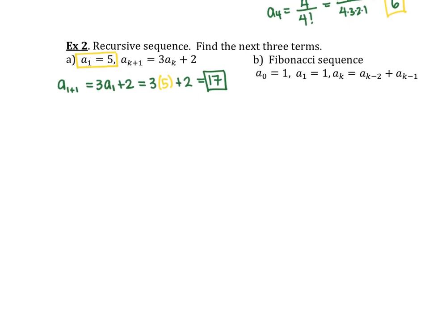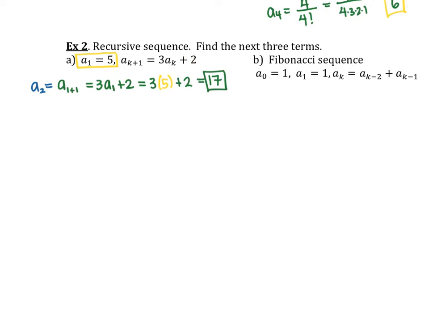That's because A1 plus 1 is actually A2. Okay, so what the formula is saying, now that we've plugged it in, is if I want to find the second term, I do 3 times the previous term, and then I add 2. And if I want to find the next term, I do 3 times the previous term, and then I add 2.